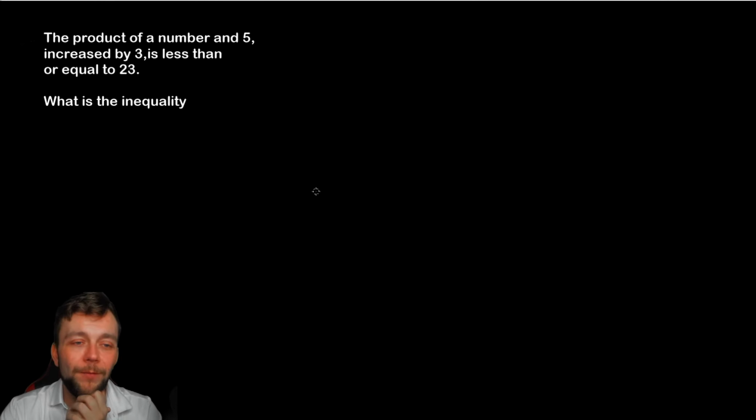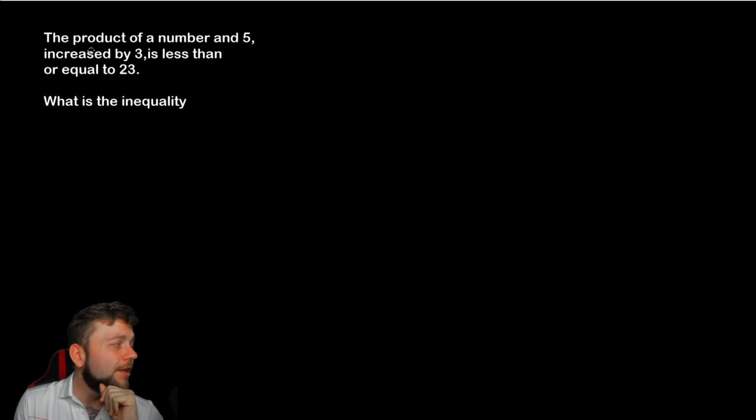Here's our next word problem. They really like to word things in an unusual way on the GED, and I don't see that changing on the GED in 2022. So the product of a number and 5 increased by 3 is less than or equal to 23. Here they just want us to write the inequality.